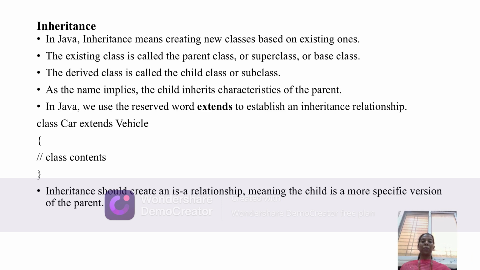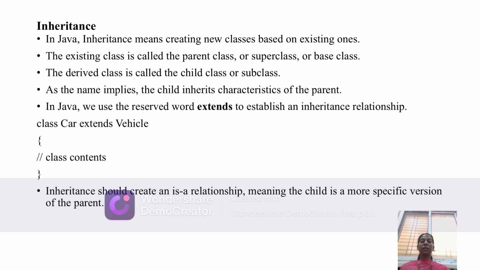So let's start. First of all, what is inheritance? Inheritance means creating a new class based on the existing ones. The class which existed before is known as a parent class, superclass, or base class. And the child class is the derived class, also called a subclass. So here the child class inherits the characteristics of a parent class. Here we use the keyword extends to build an inheritance relationship between the parent class and the child class.